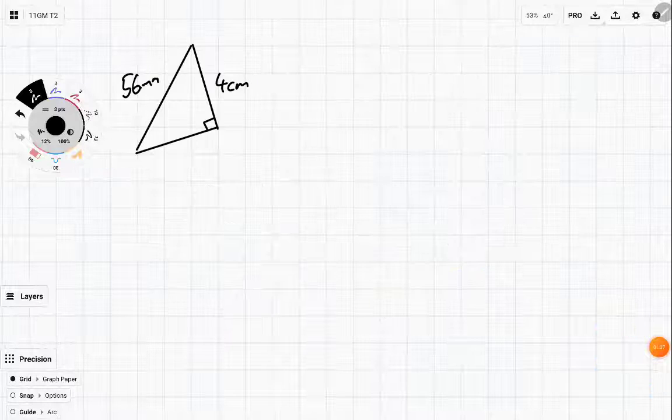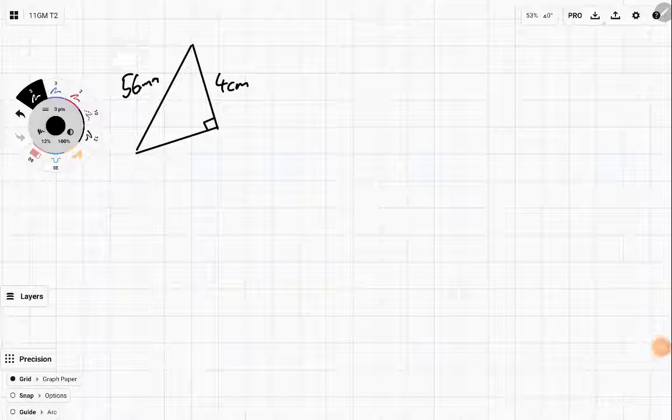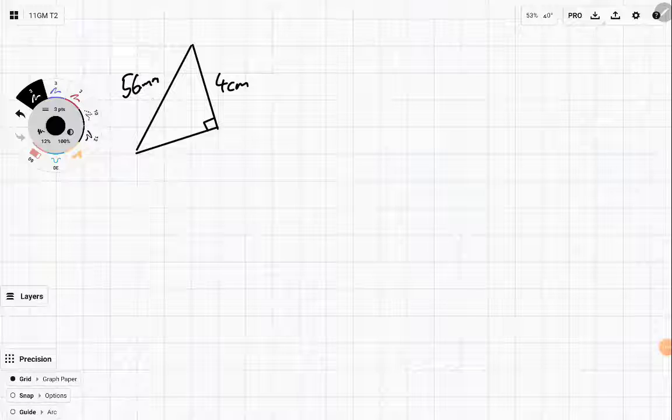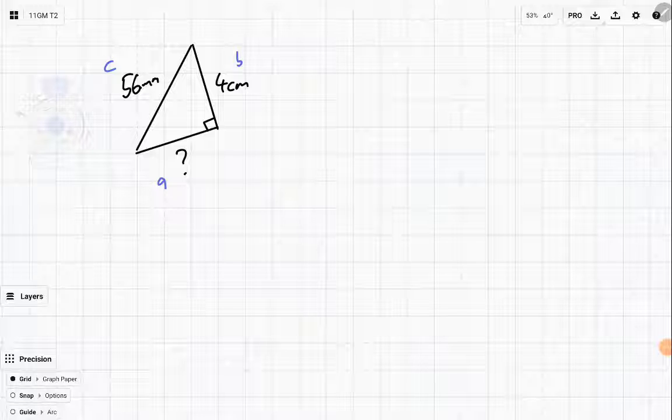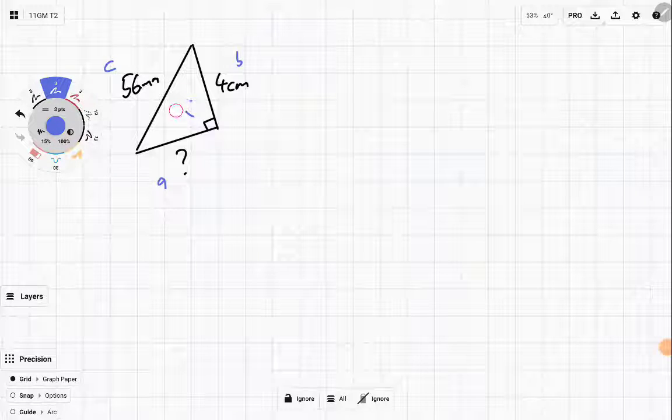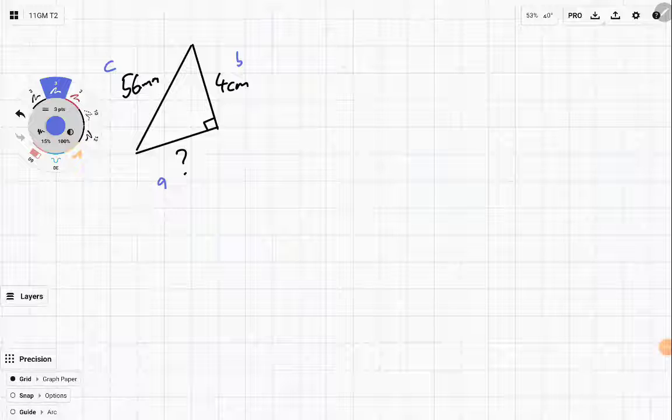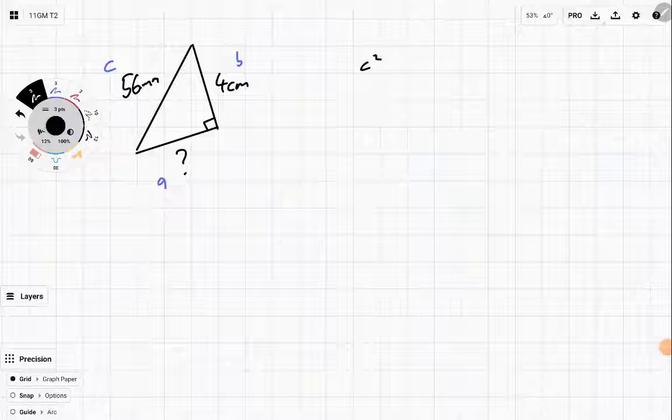So let's have a look at this one. We've got 56 millimeters here, 4 centimeters here, and we're not sure about this one. It's a bit hard to say which is the shortest side out of these two, so I'm going to call this one A, this one B, and this one has to be C. Why? Because it is the hypotenuse, and it is opposite the right angle. So, using Pythagoras' theorem, C squared is equal to A squared plus B squared.